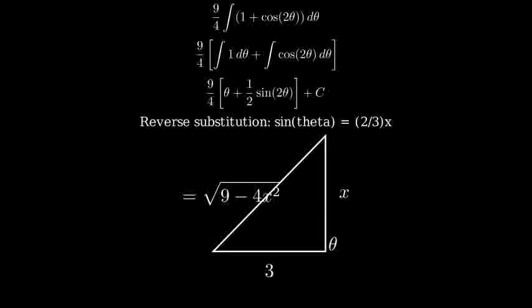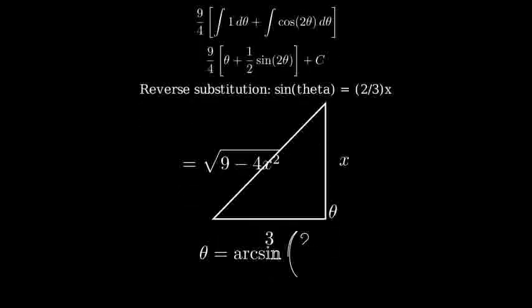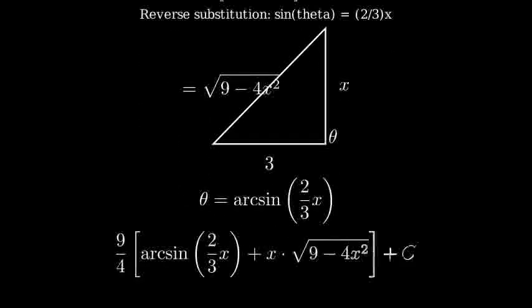The hypotenuse is 3, opposite is x, and adjacent is the square root of 9 minus 4x squared. Now, theta is the arcsine of 2/3 times x, and sine of 2 theta is 2 times sine of theta times cosine of theta. Expressing cosine of theta in terms of x from the triangle, and simplifying the expression gives the full antiderivative in terms of x.